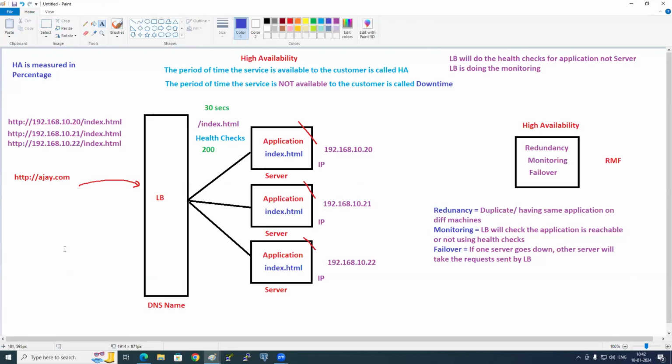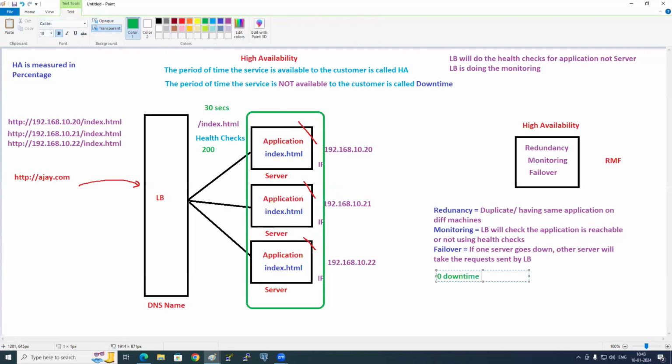So if three servers go down, definitely there will be a problem. But Nana, if you don't want any downtime at all, what can you implement on top of it? Auto scaling. Machines will be increased quickly, and machines will be decreased quickly. That is called auto scaling. If you want zero downtime, how do you achieve zero downtime? Using auto scaling.